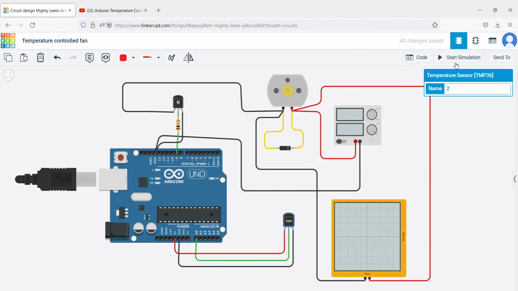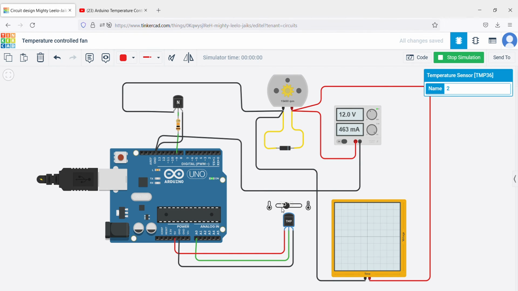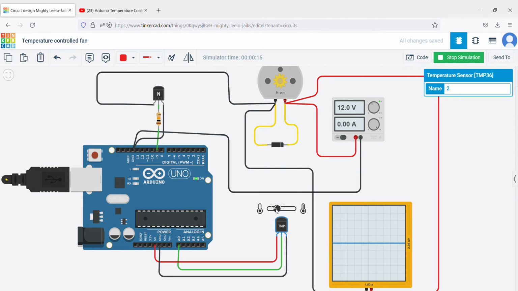So let us start the simulation. Once it is started, at 25 degrees Celsius, the room temperature, we can see that the motor will rotate. And the LED also glows when the motor is rotating. Now, if I decrease the temperature, say to 12 degrees Celsius, then the motor will not rotate and the LED will also not glow.